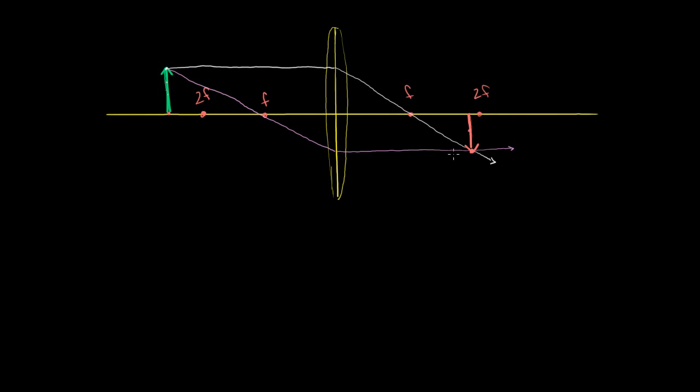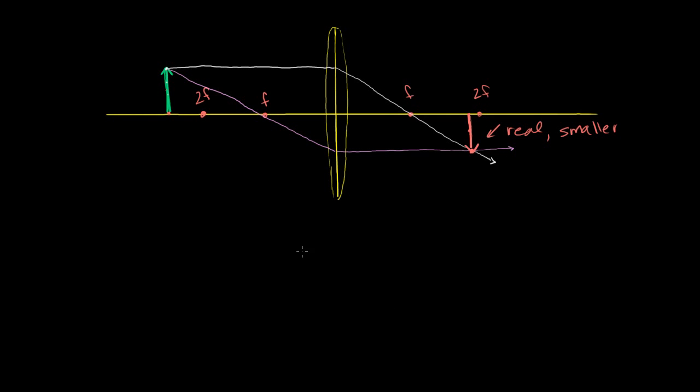So it's going to be a real image. The rays actually converge here. So it is a real inverted image. It was pointing up before, now it's pointing down. And in this situation, it's actually going to be smaller than the original. It's a real, smaller, inverted image.